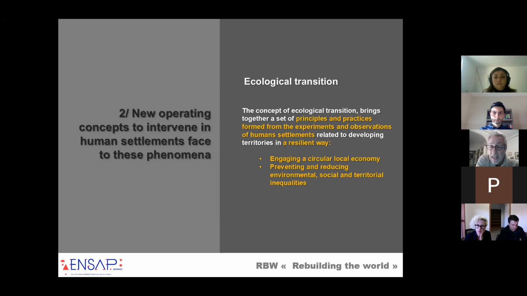The other concept to intervene in the face of this phenomenon is the concept of ecological transition. I mean, it's the idea to put together a number of principles and practices after some experiments in territory, relating to the idea of producing resilient effects. Some of them are engaging a circular local economy, or preventing and reducing environmental, social, and territorial inequalities. And these principles are now in government agendas. Governments recognize these kinds of principles and define, in different countries, actions to this finality.